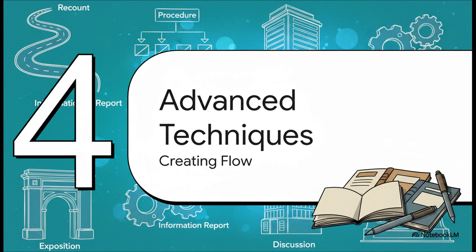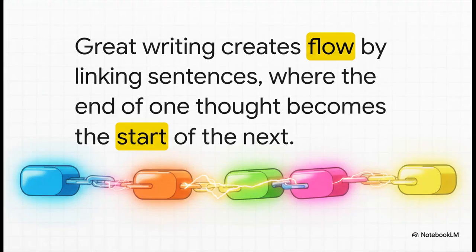Okay, so now you have the blueprints for the building, but let's talk about how to connect the rooms so people can walk through them easily. Section 4 is all about advanced techniques for creating flow. Great writing isn't just about having the right structure. It's about flow. The best writing links sentences together like a chain, where the end of one idea gracefully becomes the beginning of the next one.